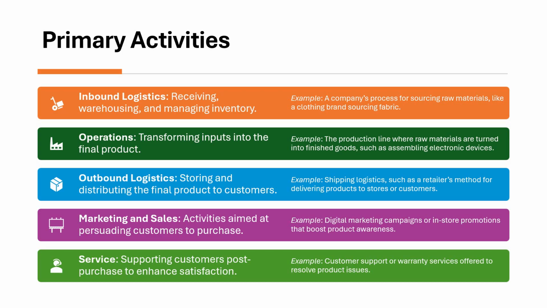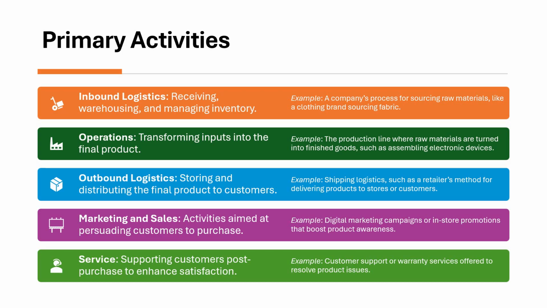Next is operations, transforming the inputs into the final product. That is, you got the raw materials, you got the input, you got to transform it to the final product. An example, the production line where the raw materials are completely converted into finished products, such as assembling the electronic devices. That's a simple instance which I am giving you.